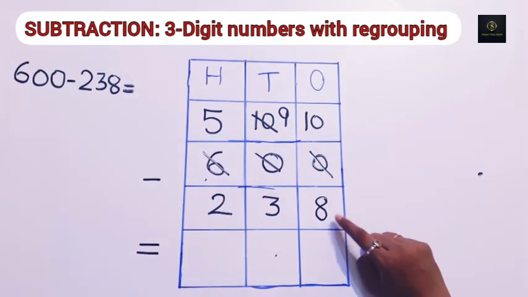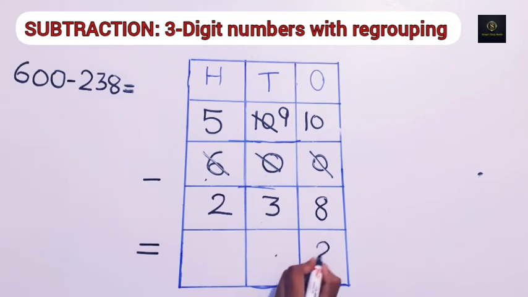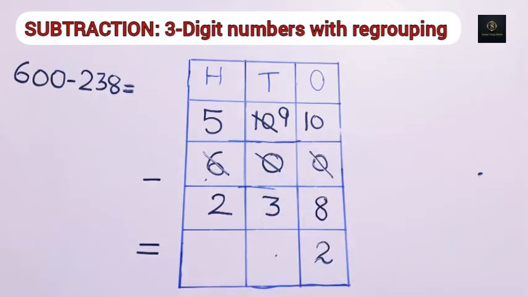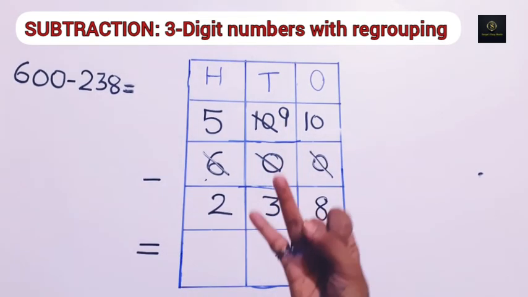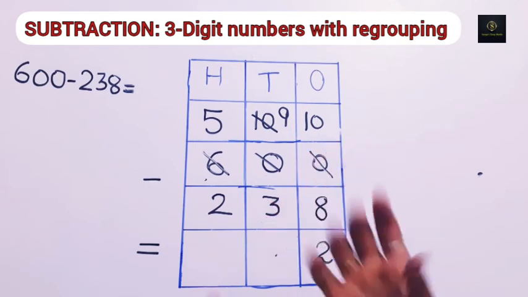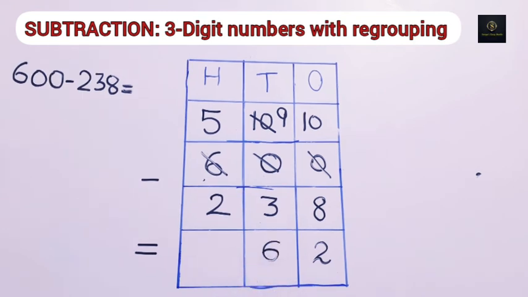Now can we subtract 8 from 10? Yes. 9, 10. So 10 minus 8 is equal to 2. So we write 2 in the ones column. Now can we subtract 3 from 9? Yes. So count after 3 till 9. 4, 5, 6, 7, 8 and 9. 6. So 9 minus 3 is equal to 6. So we write 6 in the tens column.